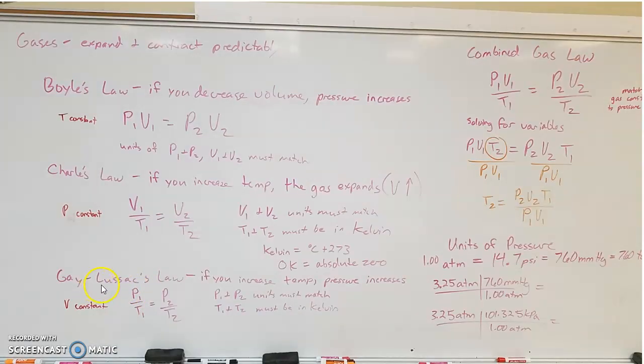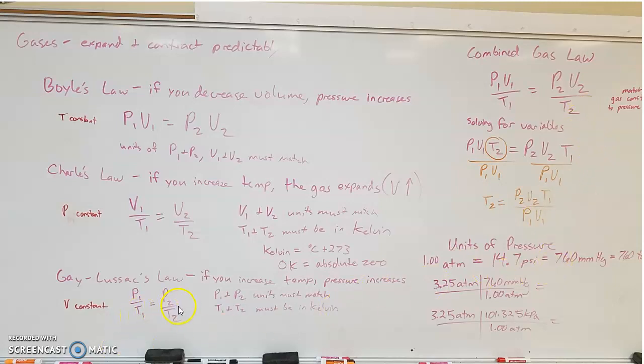Now, Gay-Lussac's law says that if you increase the temperature, the pressure increases. That's why things are more likely to pop or blow up when they get hot than when they're cold, because as you increase temperature, pressure rises. Basically, it makes the molecules move faster and push outward more. The pressure units have to match one another in this equation, and the temperatures must be in Kelvin. The temperature always needs to be converted into Kelvin.